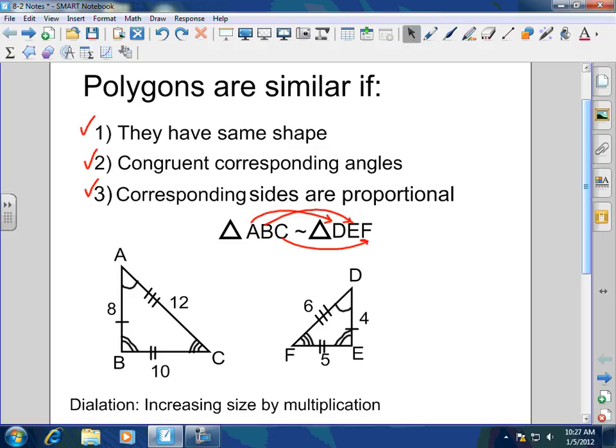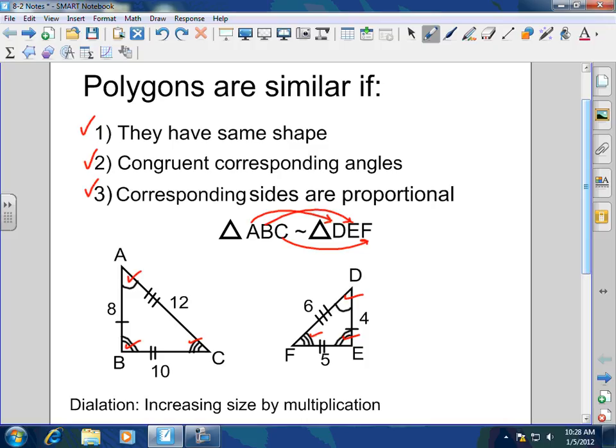So, okay, here we go. Triangle DEF is similar to ABC, and let's prove it. We know that A is congruent to D, so this one works. We know that B must be congruent to E, so these two work. And we know that C must be congruent to F. So far we're on target.